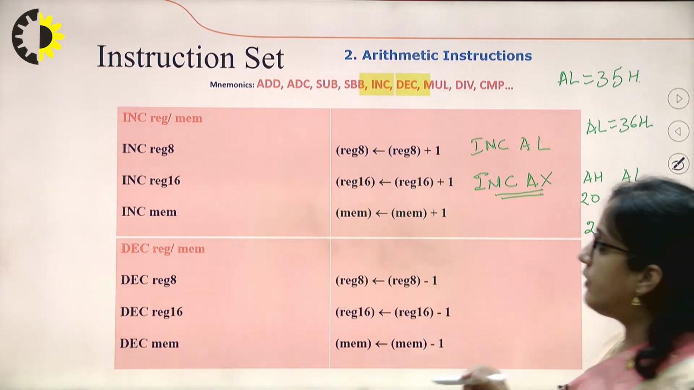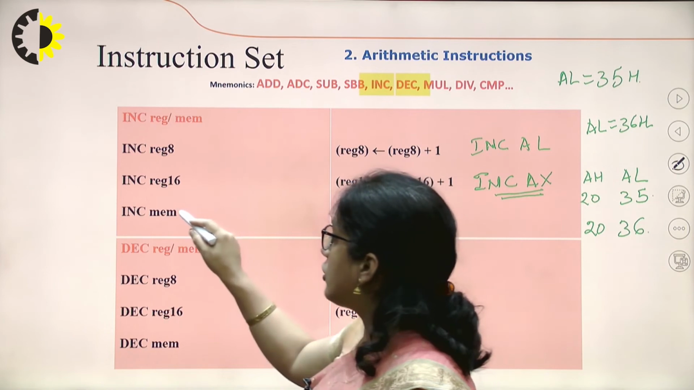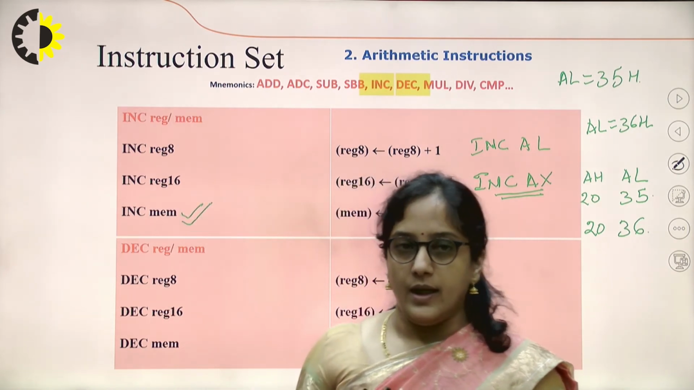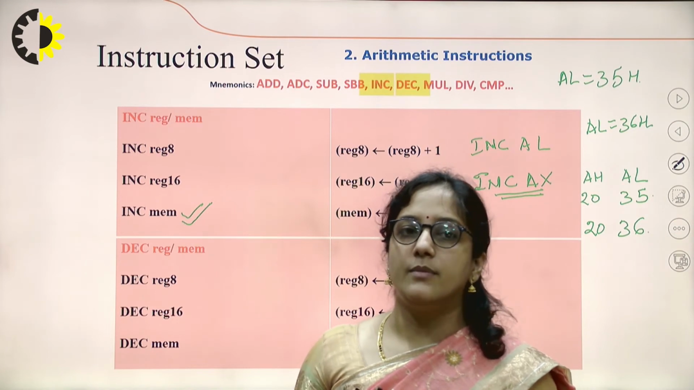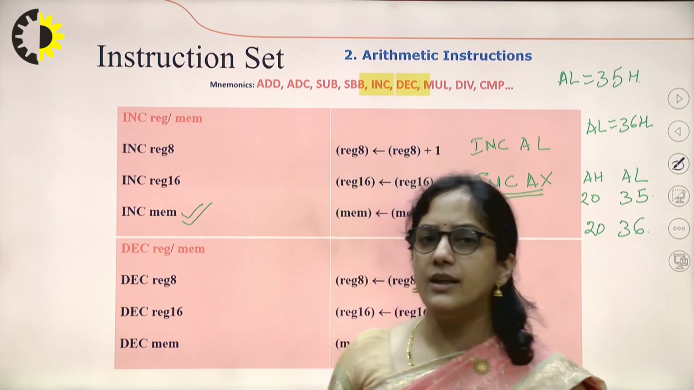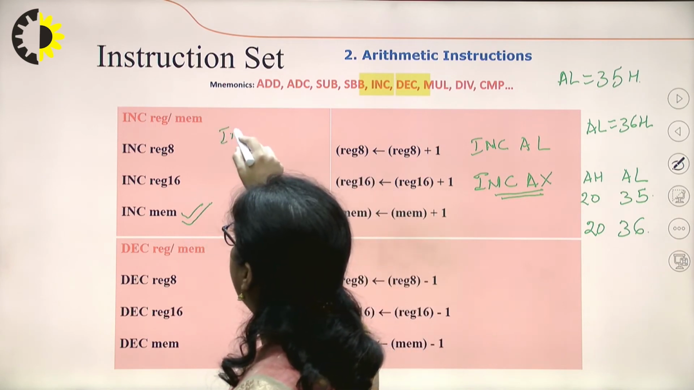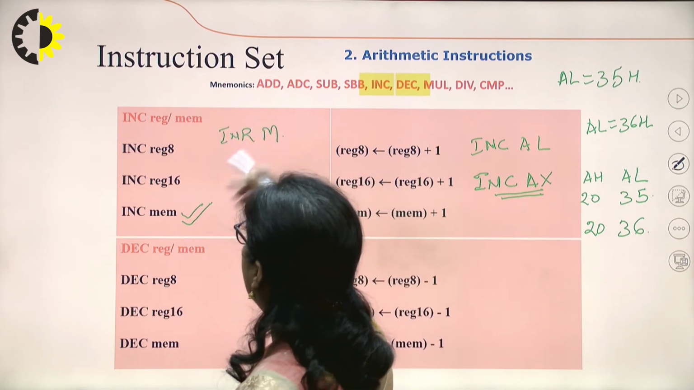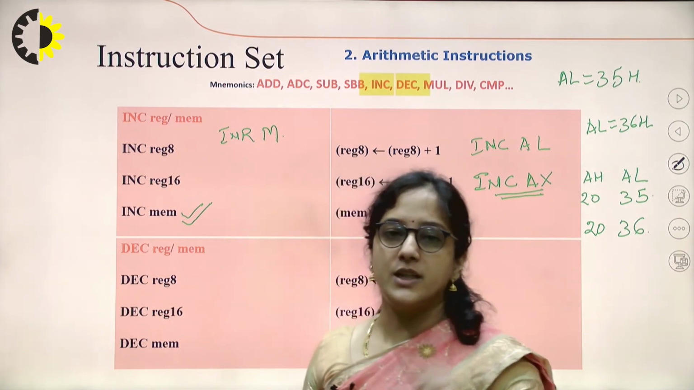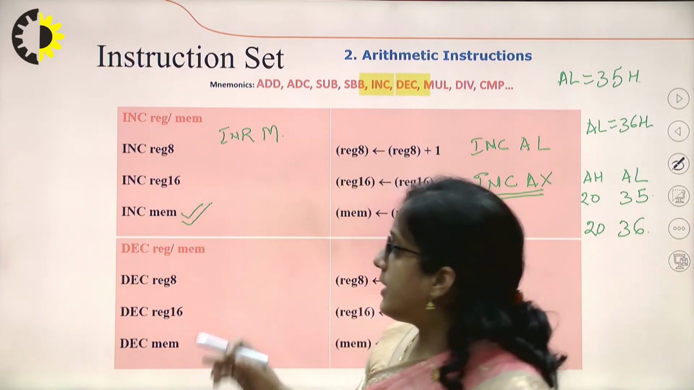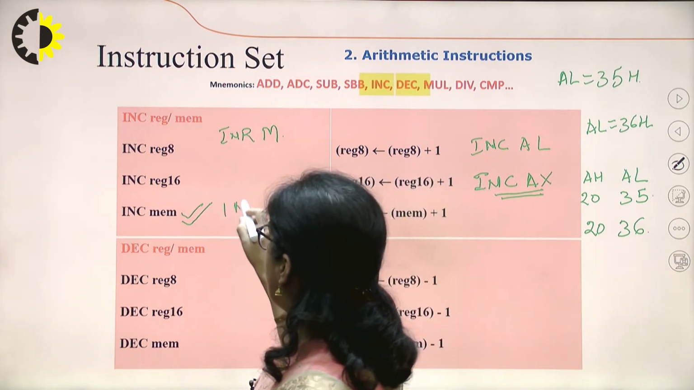Now we can have a memory increment also, which is not available in case of 8085. In case of 8085, we can increment only one memory location by considering INR M, but for that we have to specify the memory address in the HL pair only. But here we can have a direct increment also.